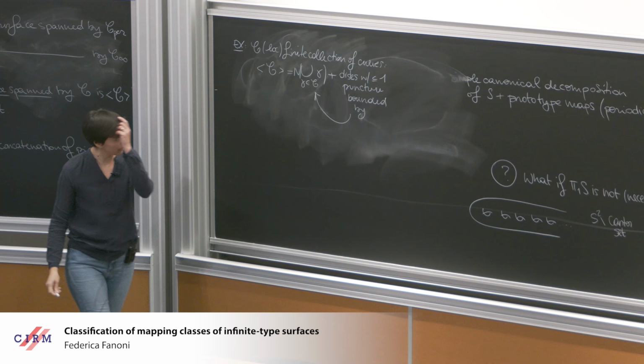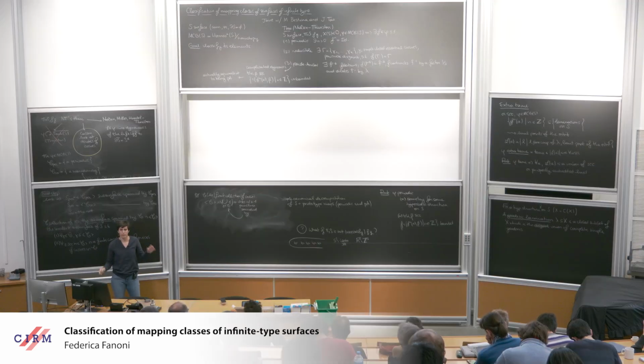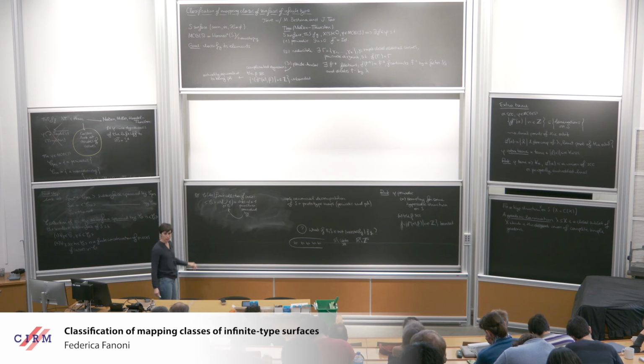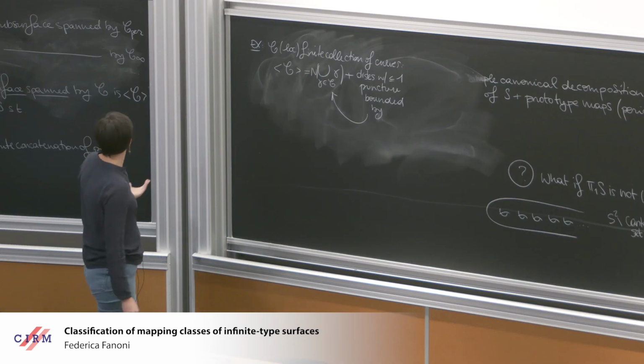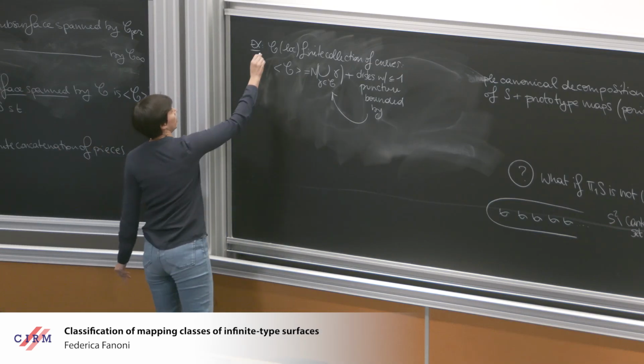So this is the classical thing that people do. If you have a finite collection of curves, you have a surface associated to that. Okay, great. This works very well if the collection is finite or if it's locally finite. But in general, there's no such thing.